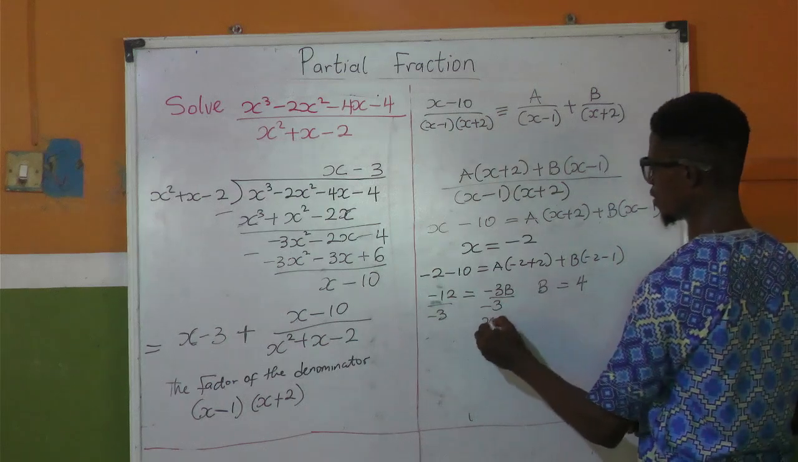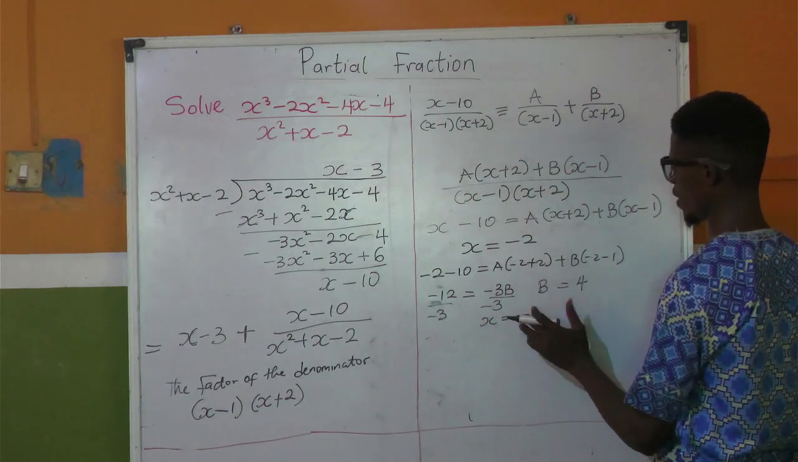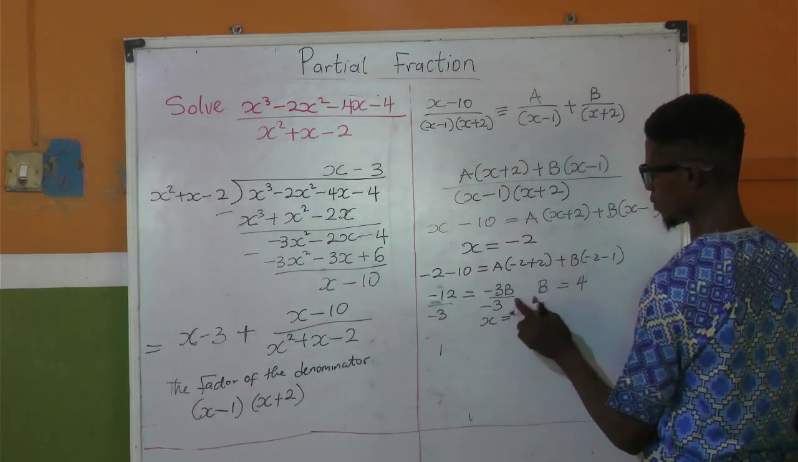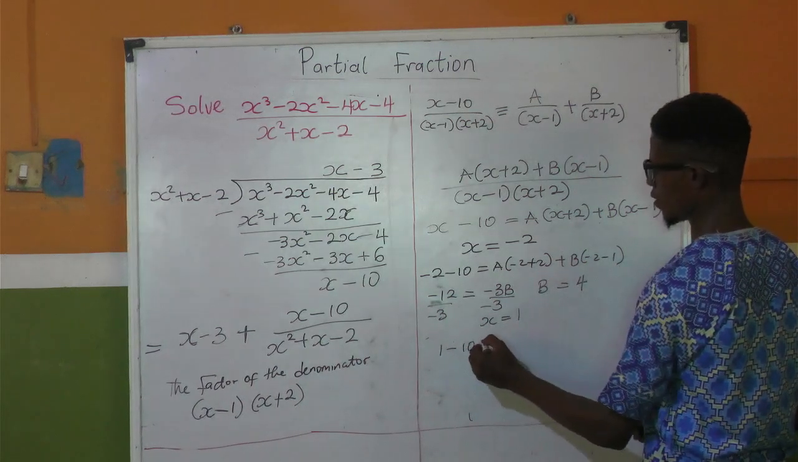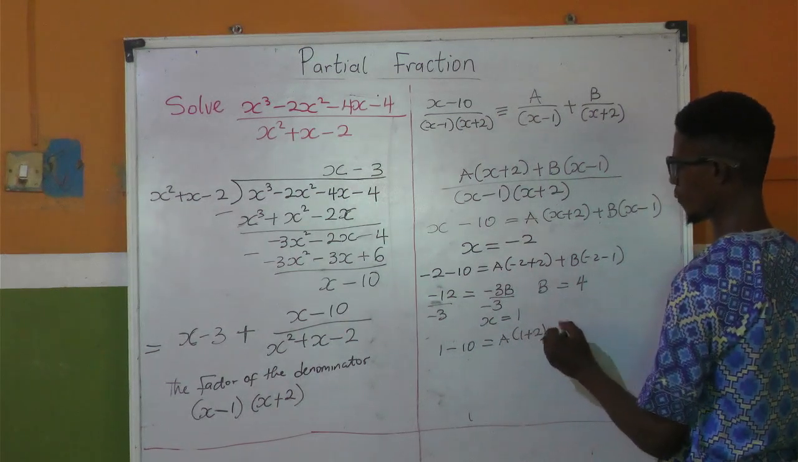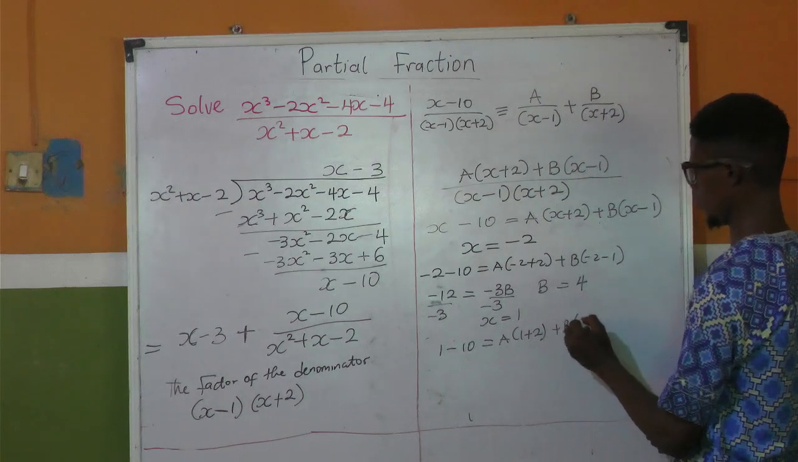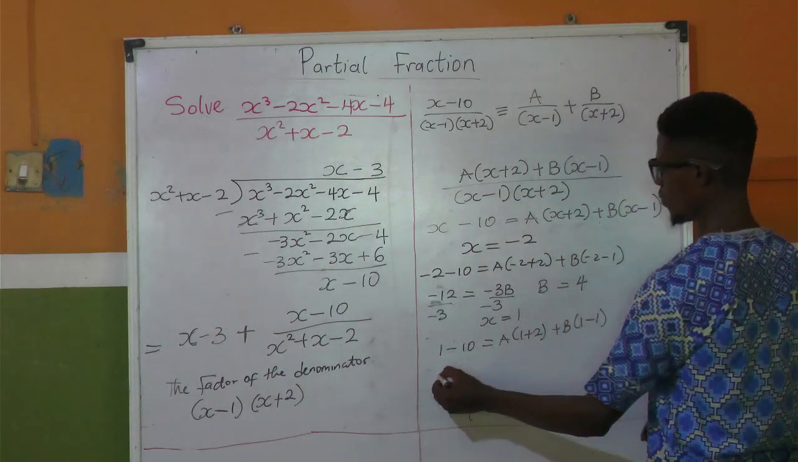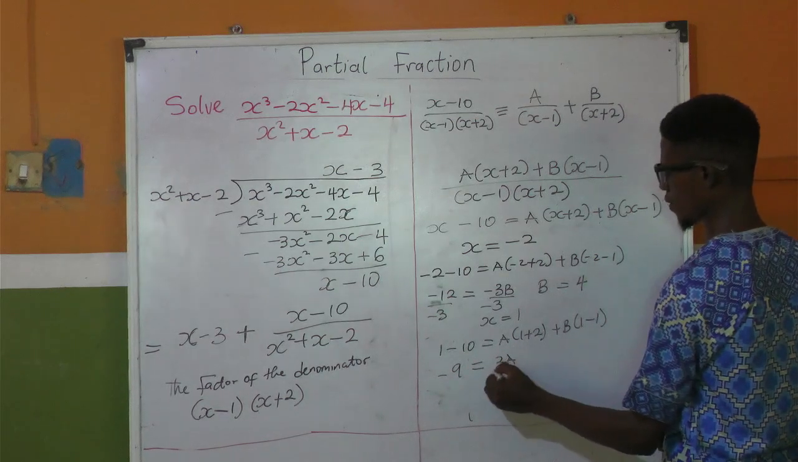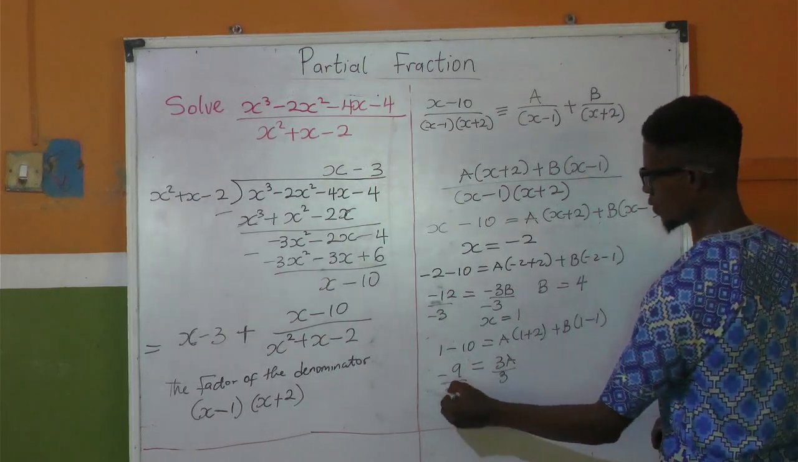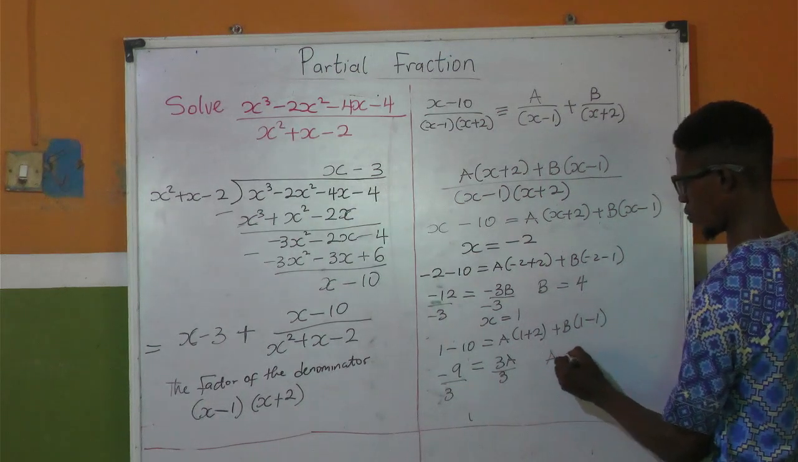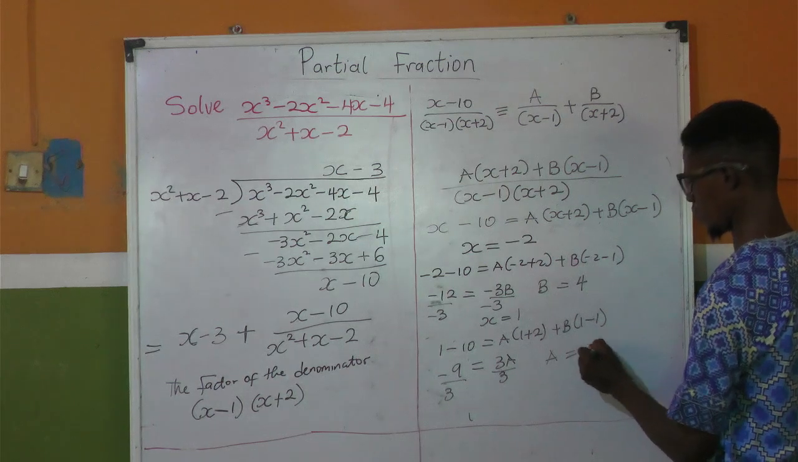The same thing, we say x equals 1 in this case. So we're going to have 1 minus 10 equals A into 1 plus 2 plus B into 1 minus 1. So we're going to have minus 9 equals 3A. So when you divide through by 3, you're going to have A equals minus 3.